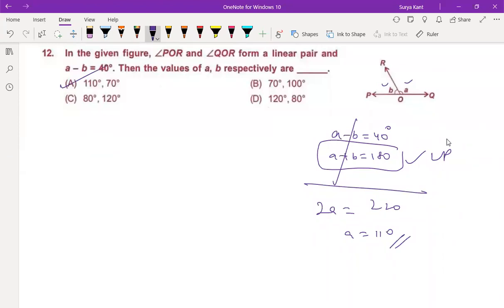Anyone having doubt in question number 12? No, sir. All right, fine. Even if we see, except A, if we add all the others, it is not 180. We are not getting 180. Okay, that is also fine. A is the correct answer.